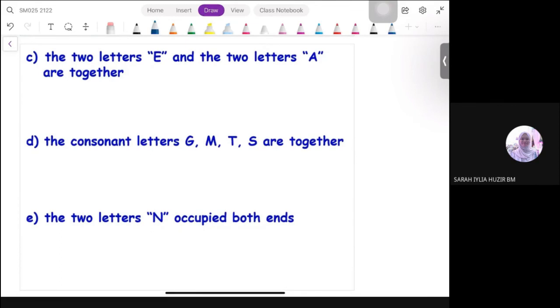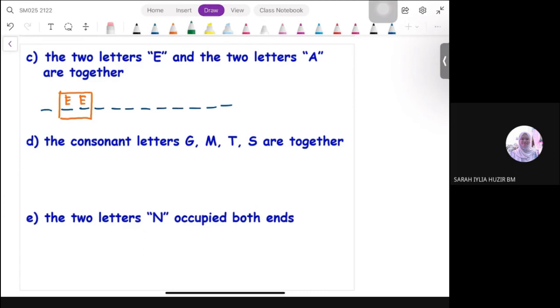Right. Now, the two letter E and the two letter A are together. Tadi nak asing, sekarang nak bersama-sama pula. Okay. Now, don't worry. Kita mula macam biasa. Kita ada 12 different letters. So, saya buat 12 kotak. Okay. So, 2 E must be together. Kita buat huruf E, dia mesti duduk sebelah-sebelah. Saya ikat sebagai satu tempat.